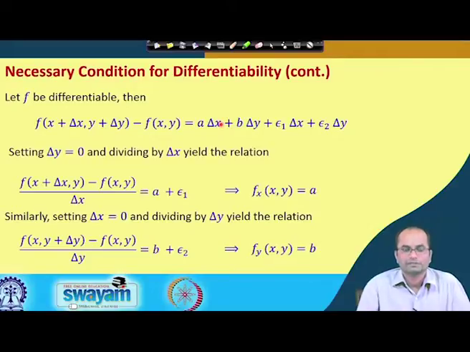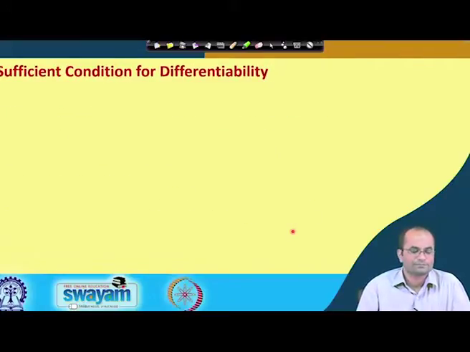But if the function is continuous and also the partial derivatives exist at the point (x, y) where we are talking about differentiability, in that case we have to go for a further test, because these are only necessary conditions. Based on these two conditions, we cannot say whether the function is differentiable or not.